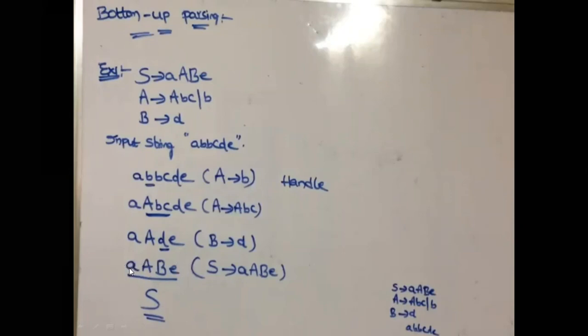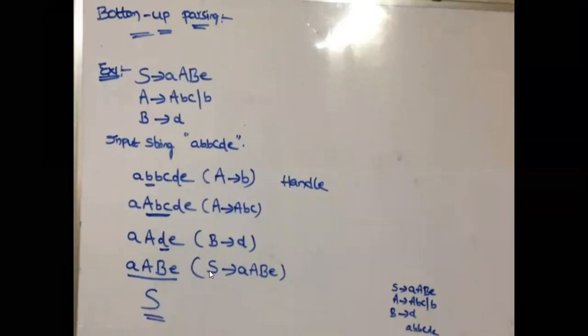So, this is called the handle. So, is there any production in the right hand side? We are having that string. Yes, we are having the production with a, capital B, and small e. That is the given string. So we are replacing this one with capital S. So what is S? Starting symbol of given grammar. So this production is replaced with capital S.